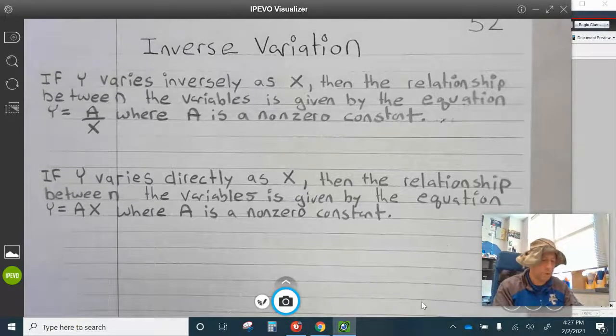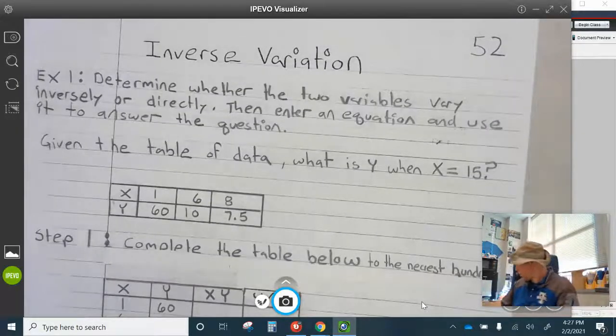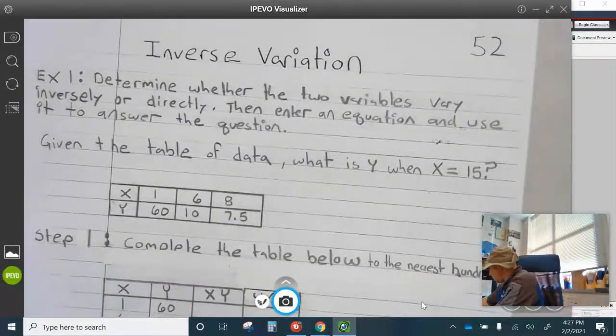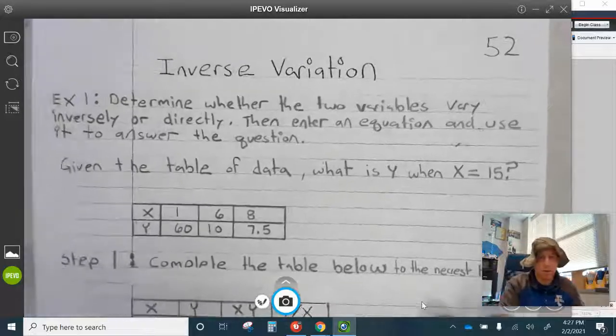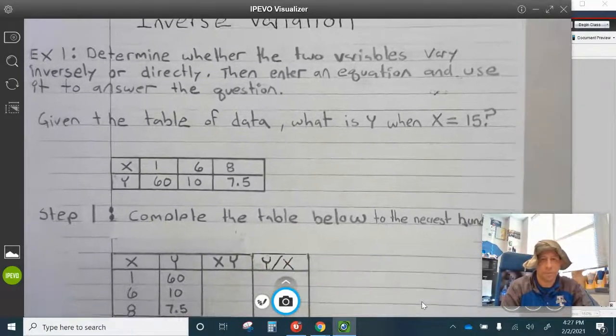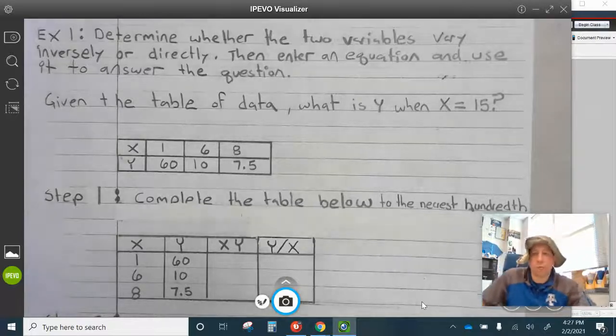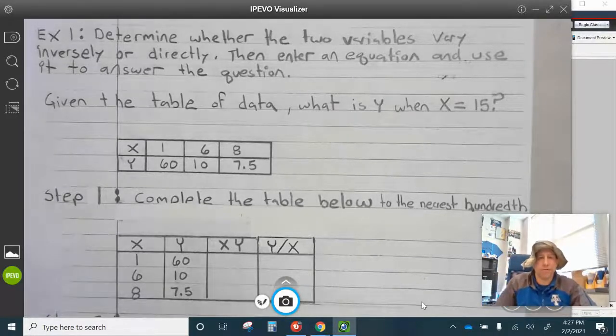All right, if you would, update your notes. Journal page 52, inverse variation. Example 1. Determine whether the two variables vary inversely or directly. Then enter an equation and use it to answer the question. Given the table of data, what is y when x equals 15?